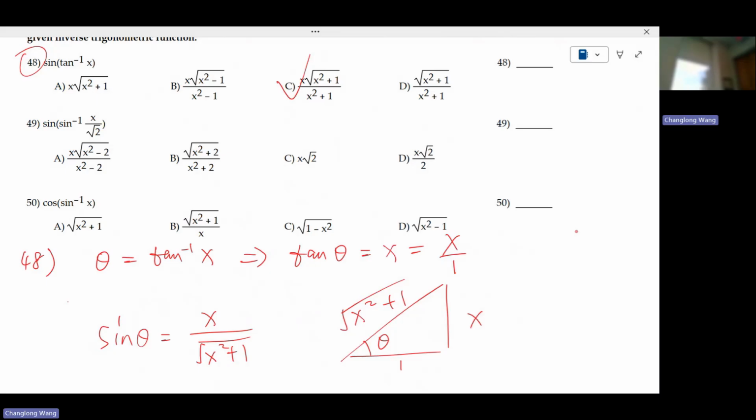Now you see that, I don't have time for you to figure out 49 or 50. But do you see that here? X over radical 2. You know that you're going to label the opposite to be x. Hypotenuse is going to be radical 2. That's it, right? Anyway, now we'll come back to this when we do the test review.